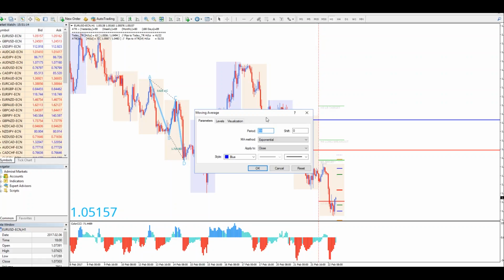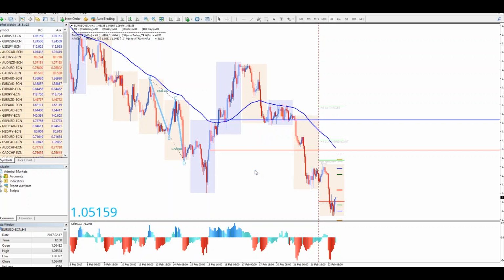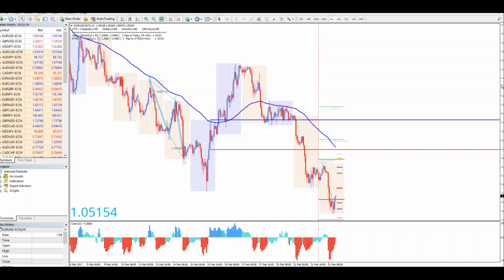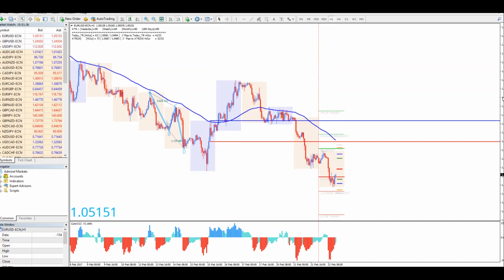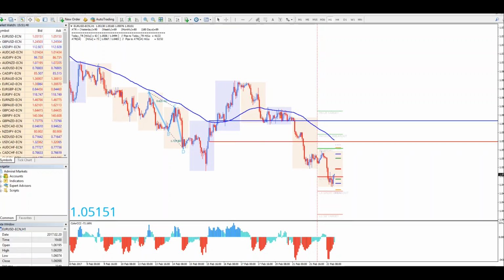So for all of you who are still not sure what the blue line on my template is, well, this is the blue line. Of course, here you can see this is a moving average. And we can extend the screen a little bit.